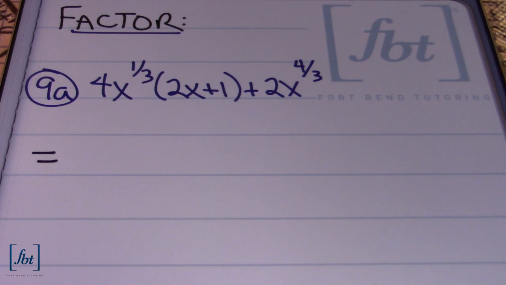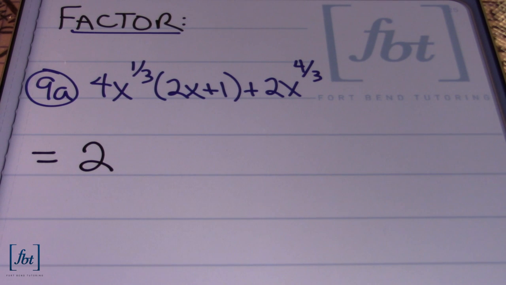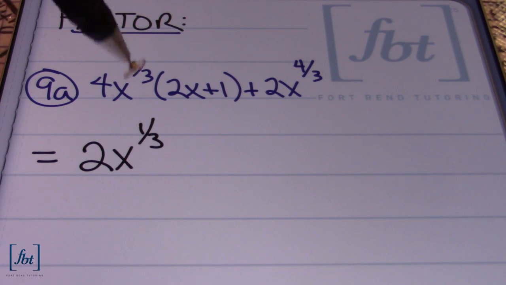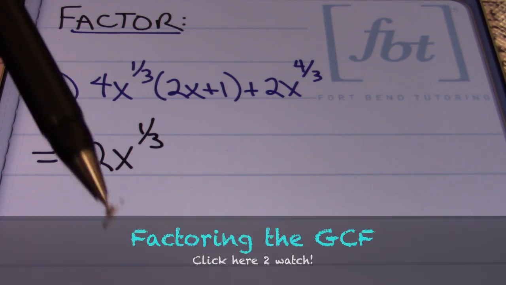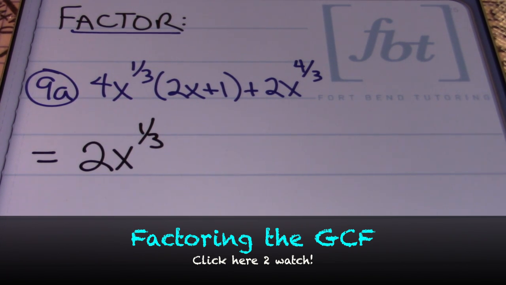And what we find is that out of the coefficients, we can factor out a 2. And with our variable x, we can factor out x to the 1/3 power. All right, so this is our GCF for these two terms. Remember that terms are separated by plus or minus signs. And if you need a refresher over finding the GCF, check out that video right here. I may be in it. Just saying.